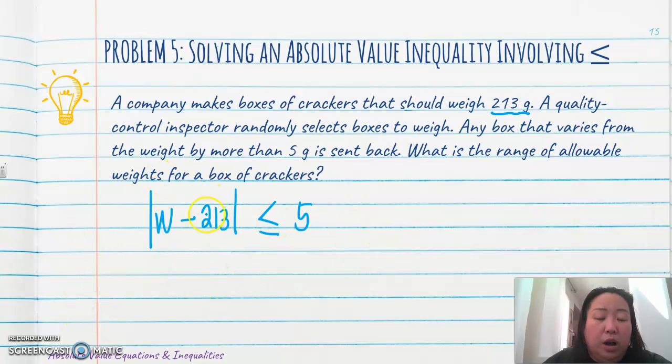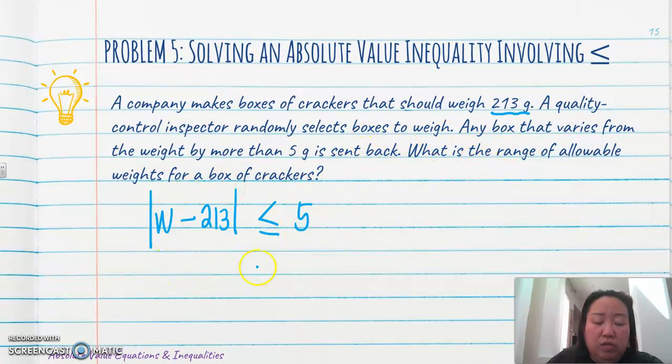Okay, so how can we find the acceptable weights without actually working on the inequality and the absolute value? You know that if you subtract 5 from 213, you're looking at 208 grams. If you add 5 to 213, that's 218 grams, right? So basically, that's what you know.